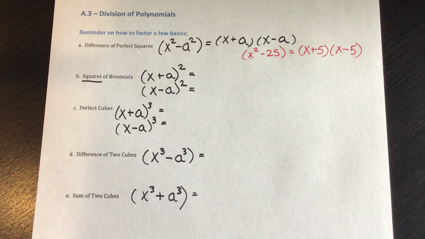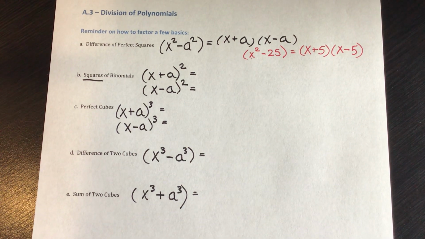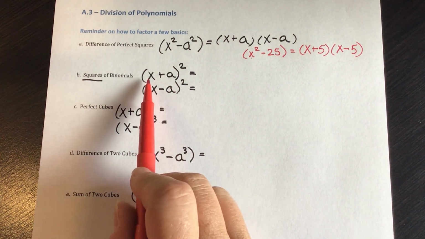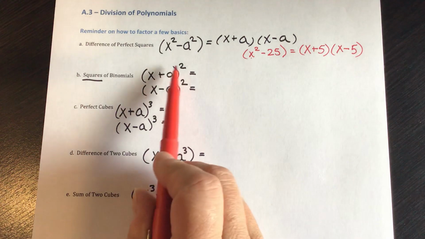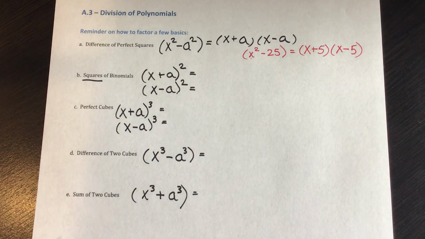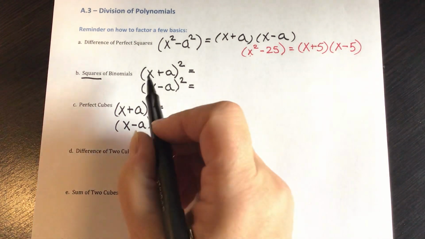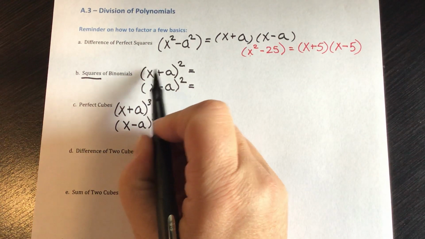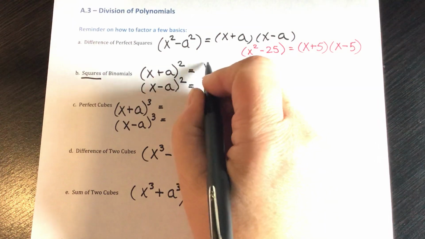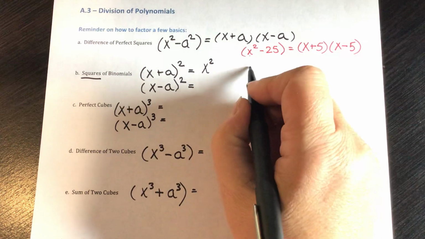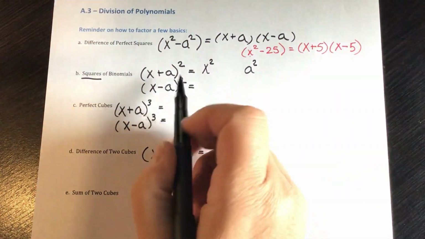So in the next part, I have squares of binomials. So that means I have x plus a number, and I'm going to square that. Many times, when we do this, we think, okay, we're going to square the first term, so I'm going to square x. I'm going to square a, but we forget about the middle term.